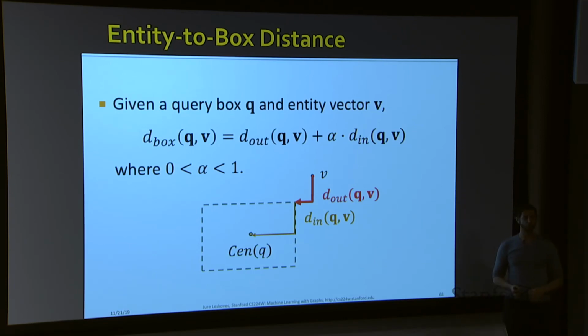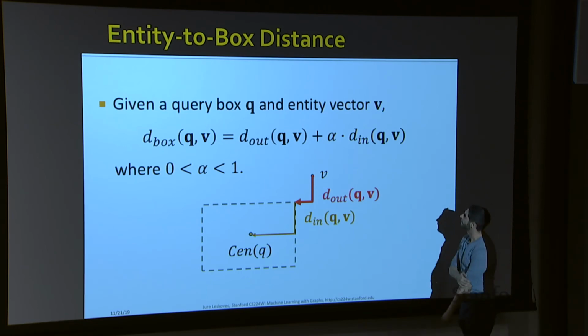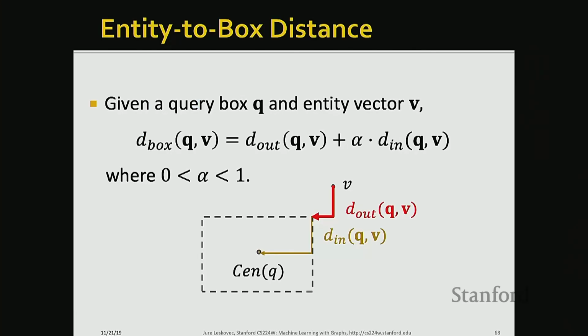Any questions? Or do we go quickly through the training? Okay, let me give you a super quick overview of how the training looks. We now want to define what the entity-to-box distance is. If you recall in TransE, we were defining the distance between head, relation, and tail, and we want to minimize that distance. Now we're working with boxes, so we need the concept of a potential answer to a query when it lies outside of the box and when it lies inside.